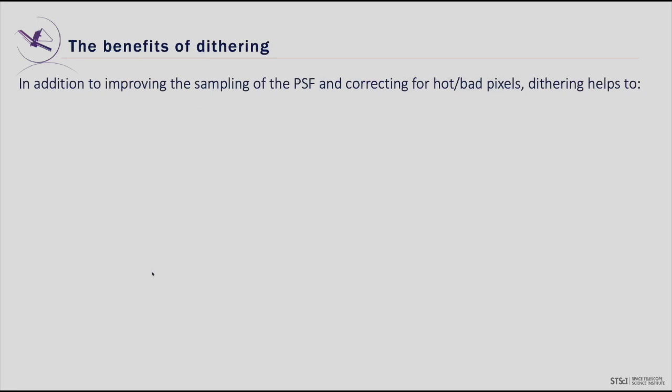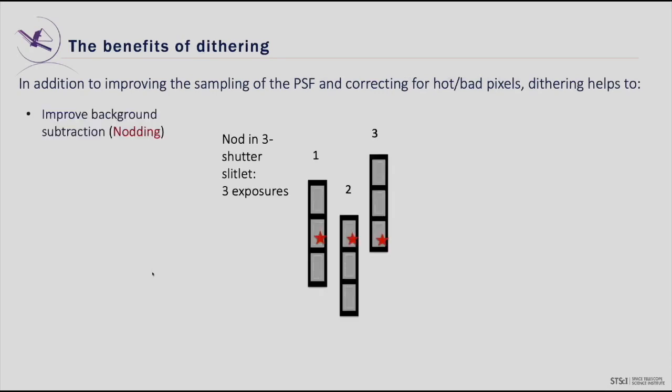So next I want to talk about the benefits of dithering. In addition to improving the sampling of the PSF and correcting for hot or bad pixels, dithering also helps you to improve background subtraction. Recall that I said in a 3-shutter slitlet there would be 2 shutters for background estimation, 1 for the target spectrum. And so you can see in 3 different exposures we've nodded the telescope a little bit. This is called nodding. It is a parameter in the NBP Planner which you can enable or turn off. And the result is that for a 3-shutter slit, you'd get 3 exposures with the target in each of the different shutters of the slit.